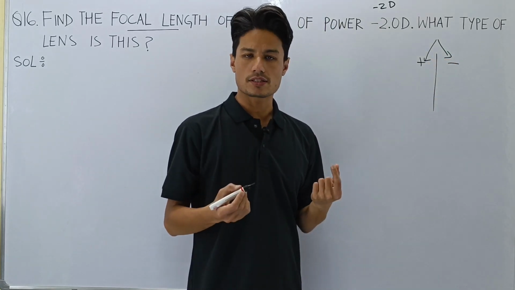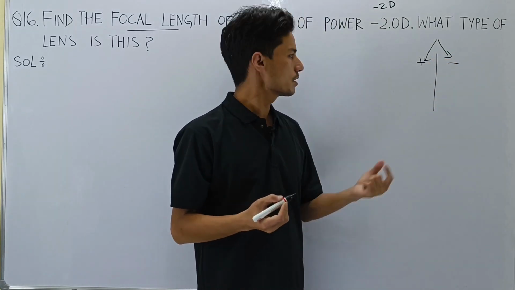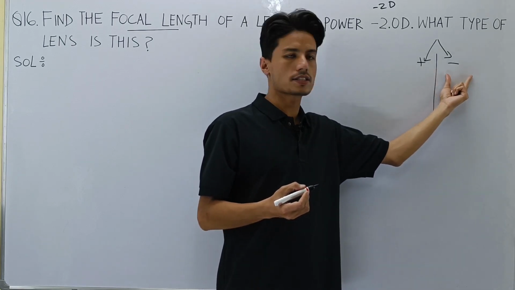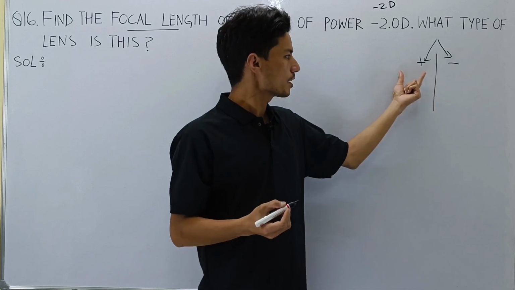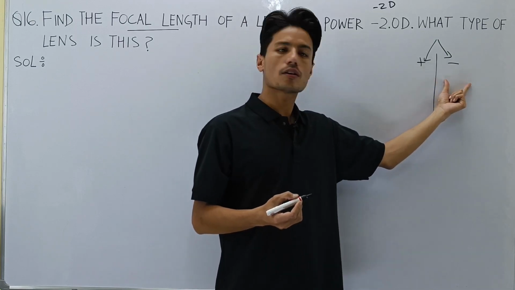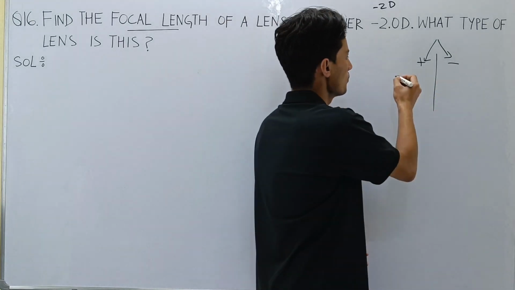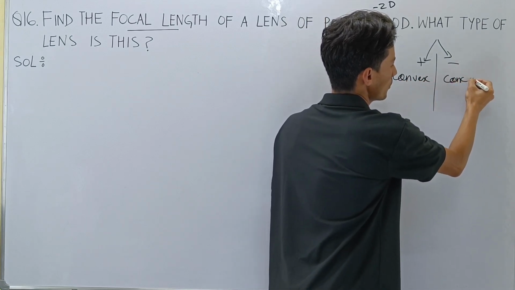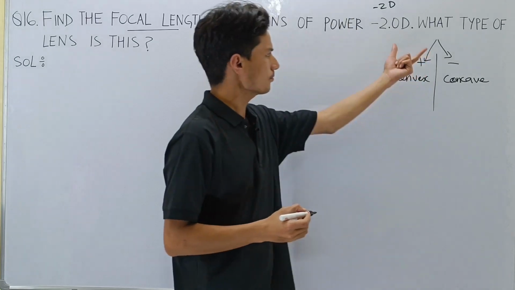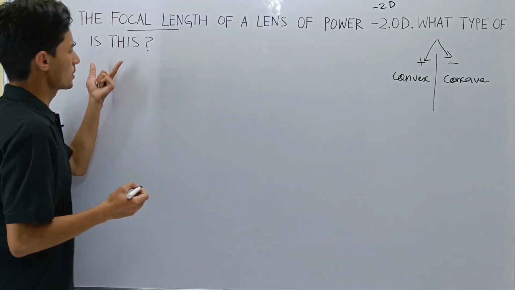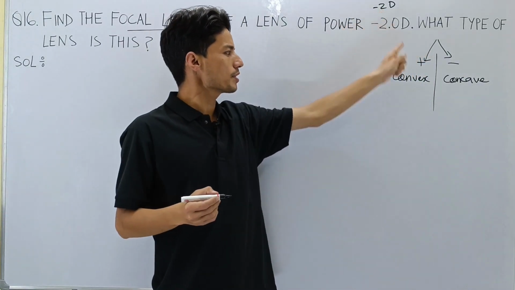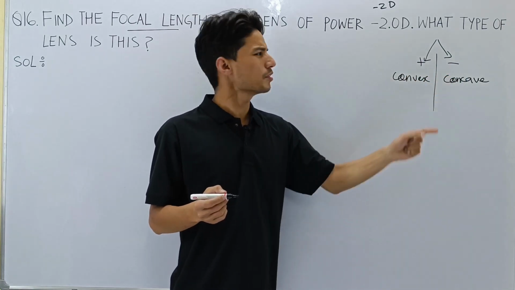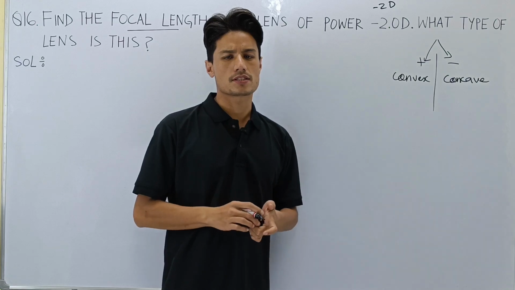Now, there are only two types of lenses, concave lens and convex lens. So, do you remember which type of lens carries positive power and which type of lens carries negative power? Yes, convex lens carries positive power and concave lens carries negative power. So, positive will be convex and negative is concave. So, you can easily answer this question. What type of lens is this? Look at the power. The power is negative. That means the lens is a concave lens. So identifying what type of lens this is is very easy.